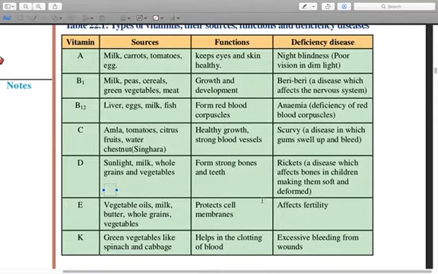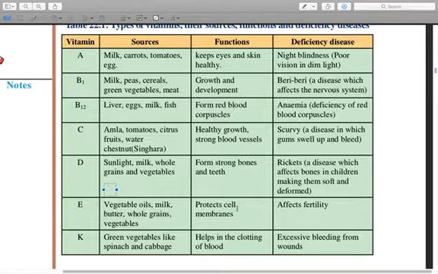So it protects cell membranes. You have cells right in our body and they have cell membranes. So vitamin E basically protects the cell membranes. And what will happen if there is vitamin E deficiency? It affects fertility. Fertility is the ability to reproduce.